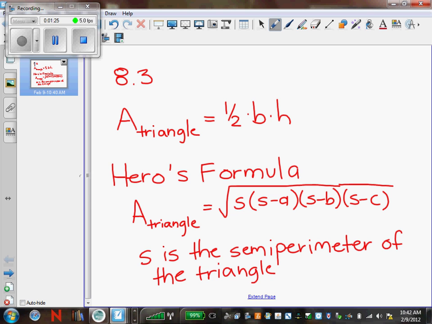So what is a semi-perimeter? Well, it's half of whatever the perimeter is. So it's half of the perimeter of the triangle.